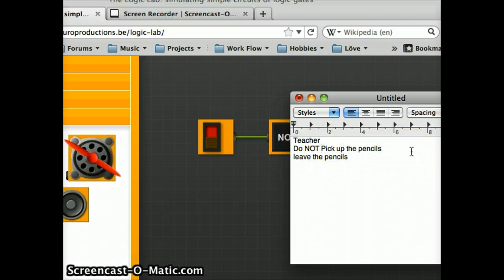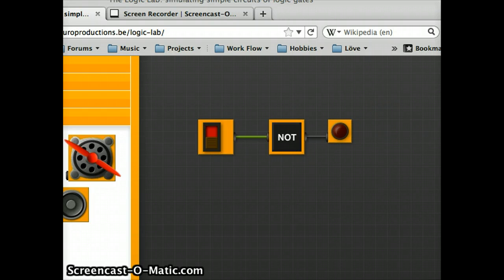Now in English, it's called a double negative if you not a not. So do not pick up the pencils means you have to pick up the pencils. So not is true, and it's just the same. That's how things work out for not. The next gate I'm going to show you is the NOR gate, which is a combination of the NOT and the OR gate, which gives some interesting properties.